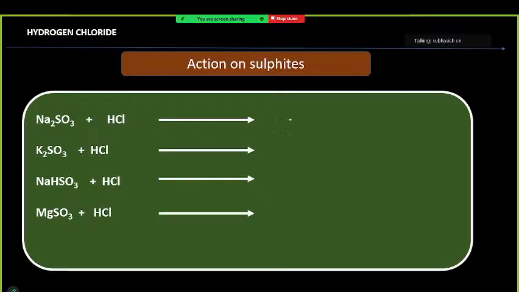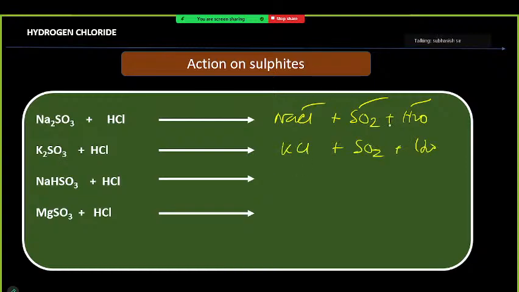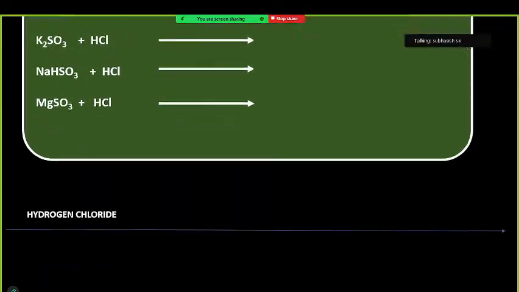Sulfites produce salt plus sulfur dioxide plus water. If it is sulfite, then sulfur dioxide; if it is carbonate, then carbon dioxide.